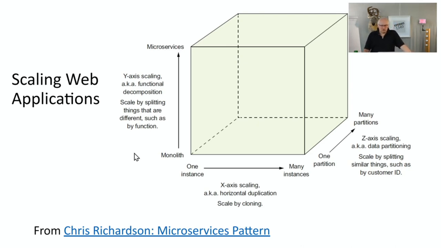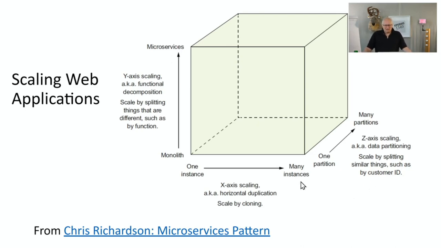If you do just duplication, horizontal duplication, X-axis scaling, you get much faster in read requests. However, you slow down in write requests. If there is a new web page showing up, it takes some time until all the computers that Google is running their services on get knowledge about this new page. And therefore, that's the trade-off that you have. Writing speed goes down, and reading speed goes up.